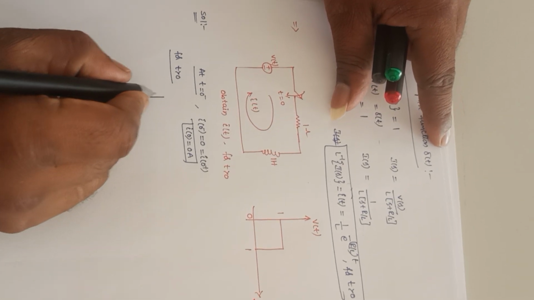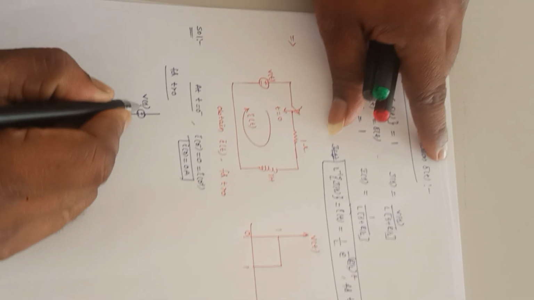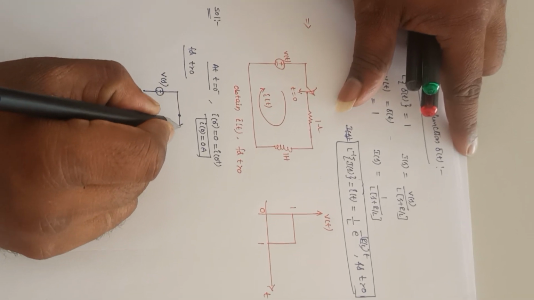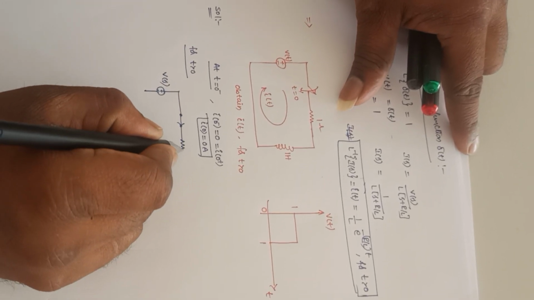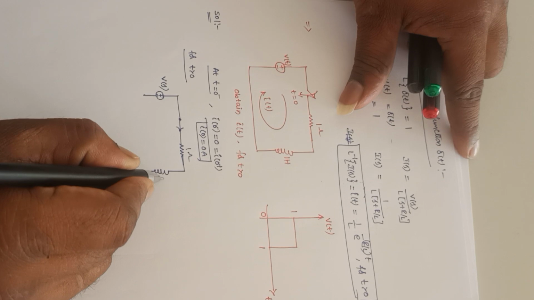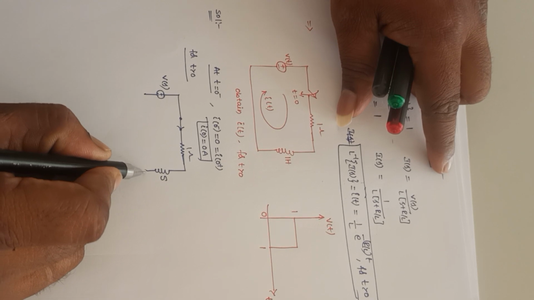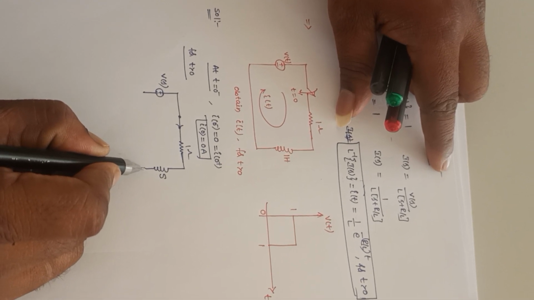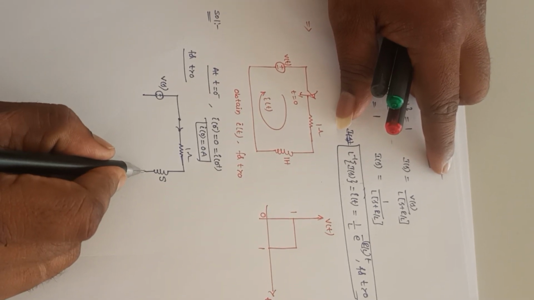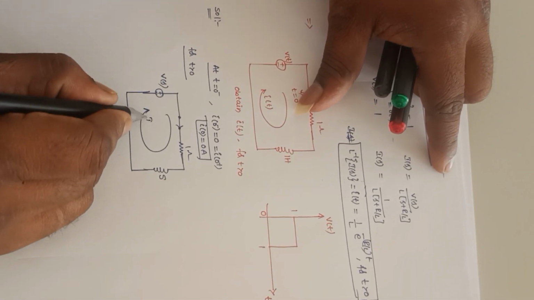Now for t greater than 0, draw the transformed network or frequency domain network. This plus and minus is V(s) instead of v(t). The switch was closed for t greater than 0. So the resistance is 1 ohm, and this is Ls, which is L into s, so that is s, since L value is 1. Here there is a voltage source with value L into i(0), and i(0) is 0, so this voltage is 0. Zero means it is short circuited. So this is the current I(s).